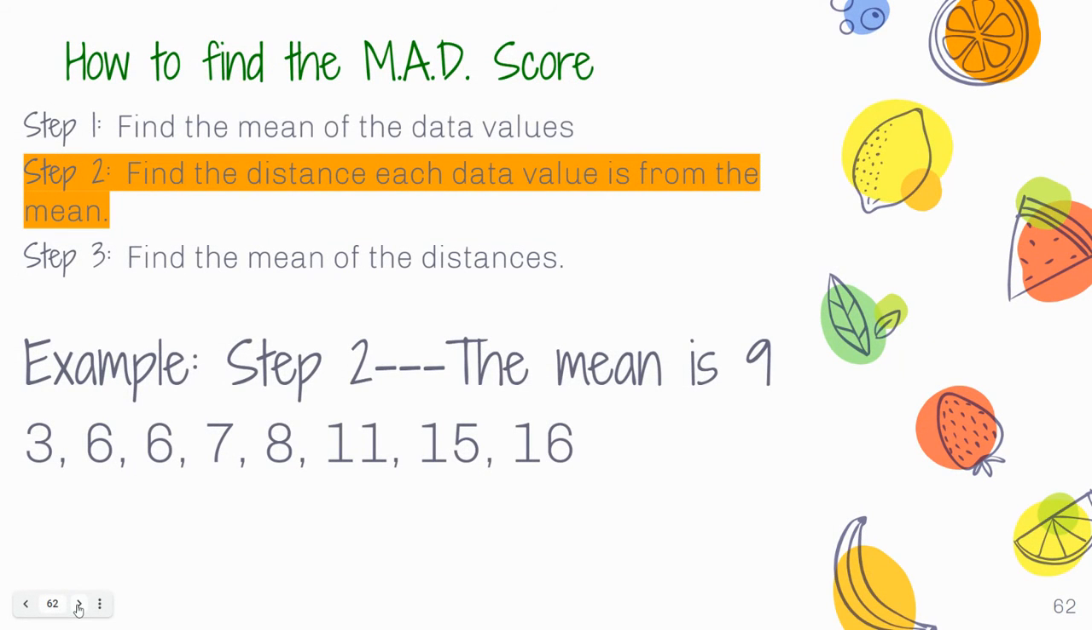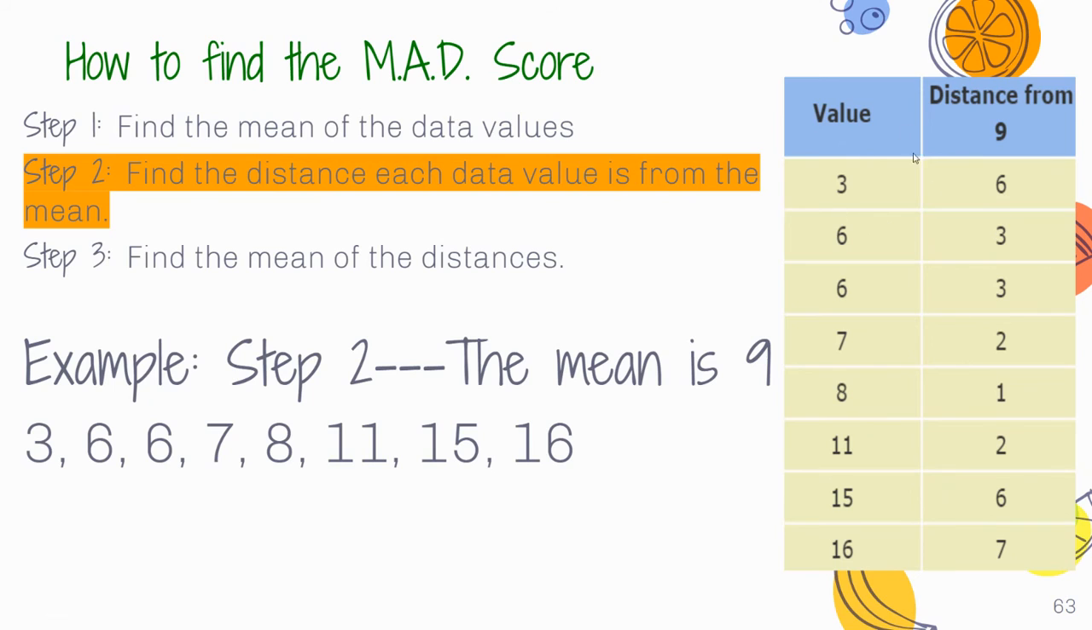The second step is to now find the distance each data value is from the mean. So that means I'm looking at my number 9, because that's the mean, and I ask myself, how far away is 3 from 9? 9 minus 3 equals 6. Okay, so I set this up in a table this time. Here are all of our data points from the data set on the left. On the right, we have the distance from the mean.